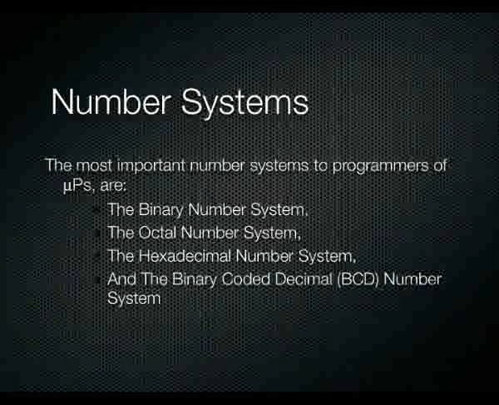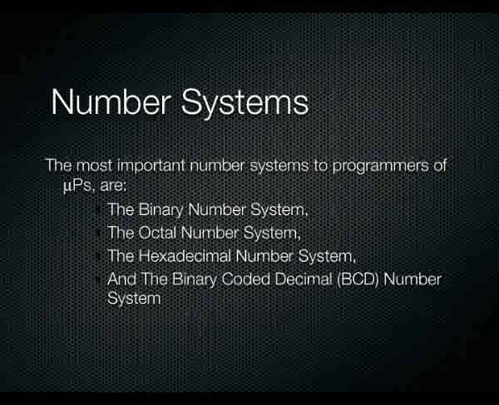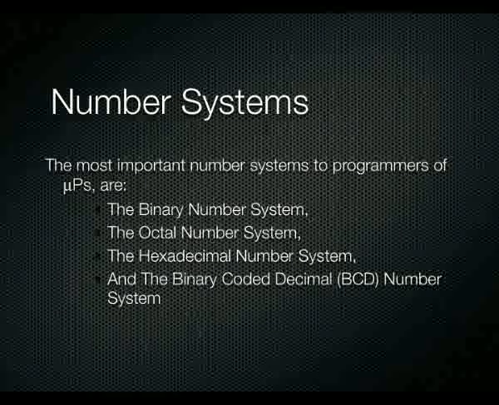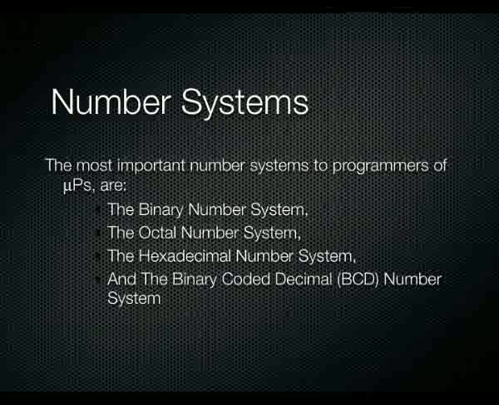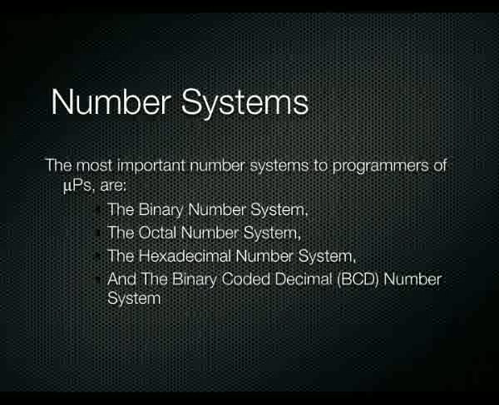So when it comes to microprocessors or programmers, who are the people that are programming the microprocessors, there are a series of number systems that are extremely important. These numbering systems are the binary numbering system, the octal numbering system, the hexadecimal numbering system, and of course the binary coded decimal numbering system. Of course, there has to be some way for us to easily represent a decimal number using the native binary number of computers.